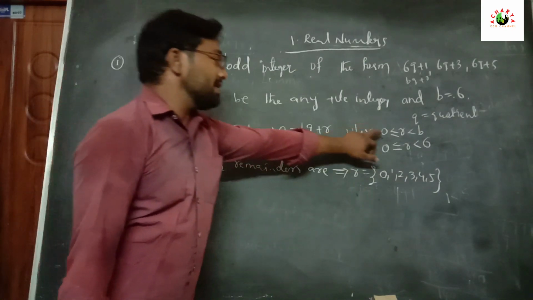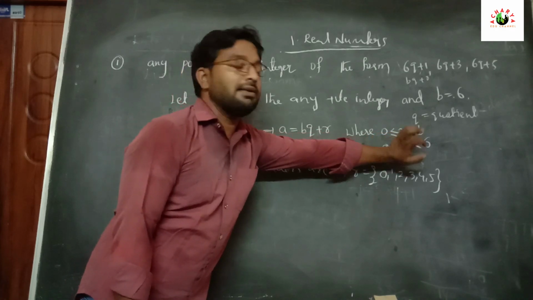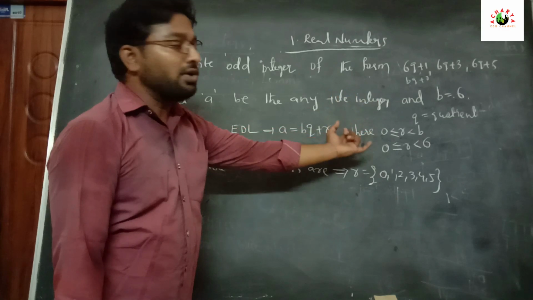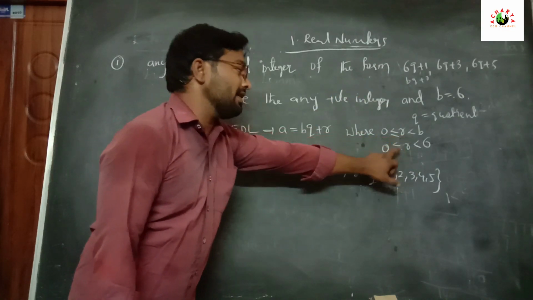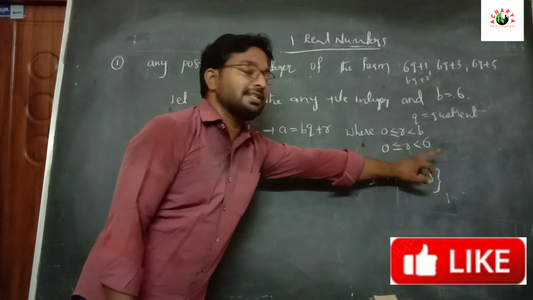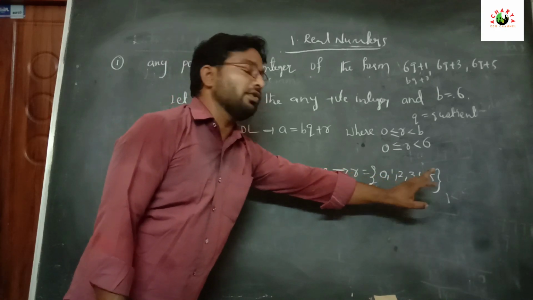According to this limit, 0 ≤ r < b, so the remainder should be greater than or equal to 0 and less than the value of b. So the remainders are from 0 to 5. Less than 6 means up to 5. So 0, 1, 2, 3, 4, 5.